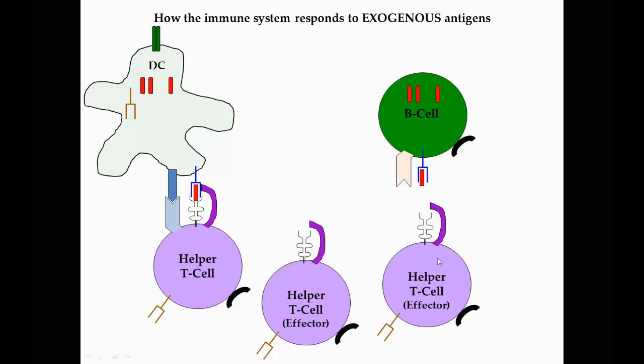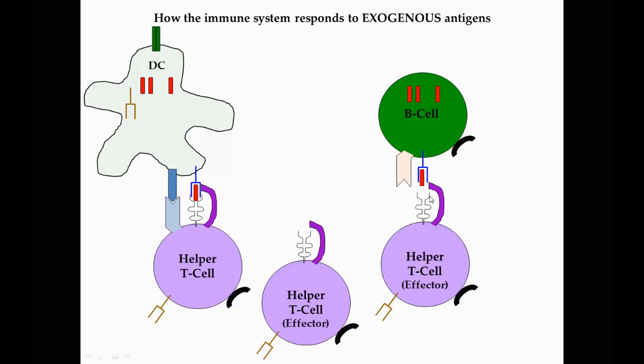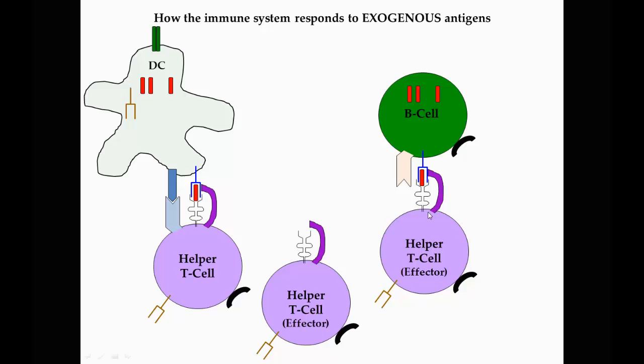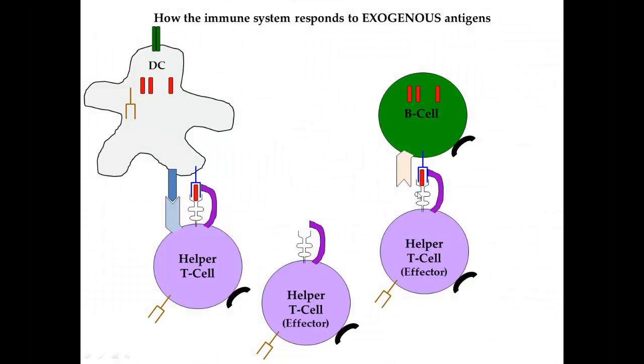If this helper T cell has a TCR that recognizes this epitope, then it will bind. When that T cell receptor binds, it causes that helper T cell to do two things. The first is that it expresses the CD40 ligand, and the second is that it releases cytokines. Those cytokines bind to the cytokine receptor on the surface of the B cell, and those two events cause that B cell to become activated. Don't worry, we're going to recap all of this now.